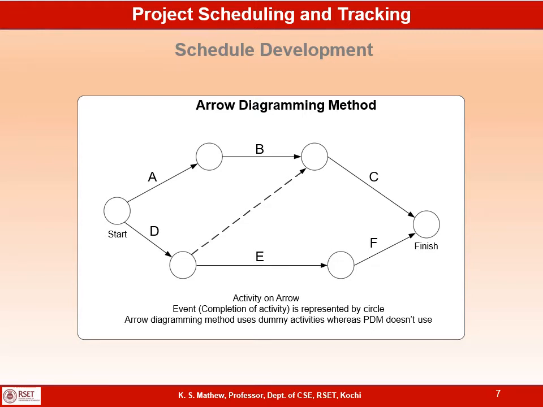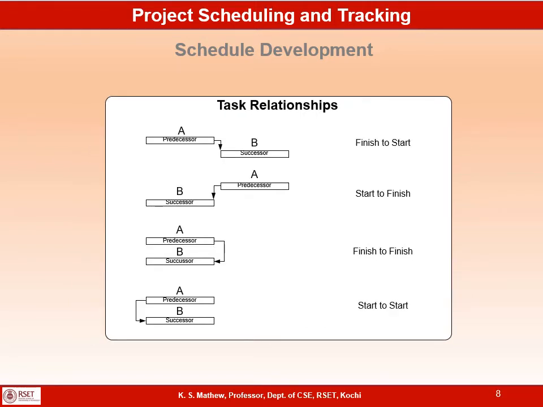So dummy activities are required only in the arrow diagramming method. PDM doesn't require a dummy activity. A dummy activity doesn't have any duration, but a normal activity will have a duration. And there are different types of relationship between tasks. There are 4 types of relationship between tasks which can be represented like this.